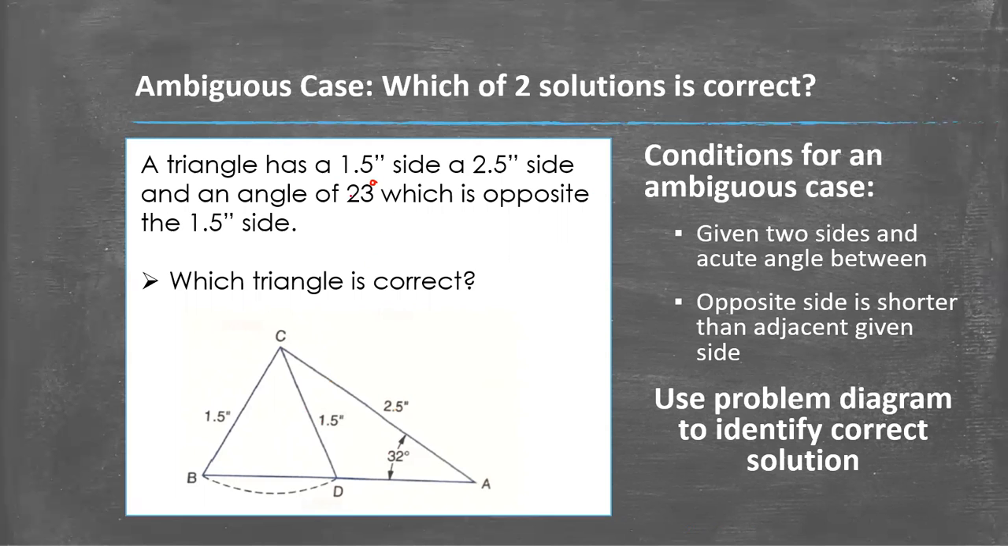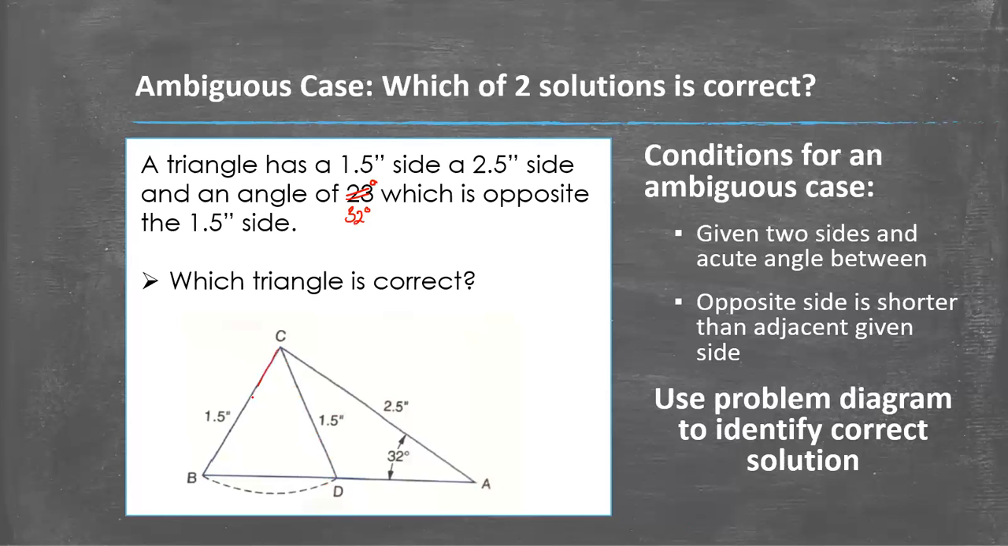Oops, that should not be a 23, that should be a 32. Sorry, it's one of my dyslexic moments. I flipped it. So 32 degrees here, okay? You know that this side is 2.5 inches attached to the 32 degrees, and opposite 32 degrees is 1.5 inches. So we could draw this triangle with 1.5 inches pointing this way, or you could rotate it, pivot it until 1.5 inches hits this horizontal line from the other side.